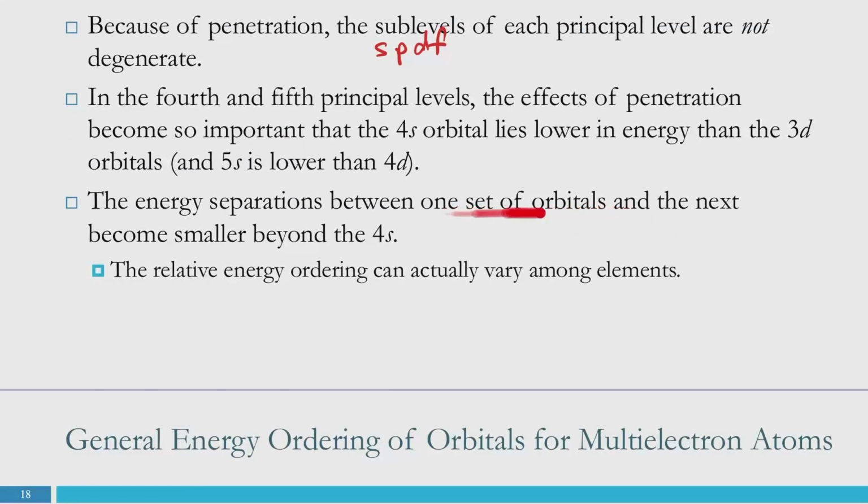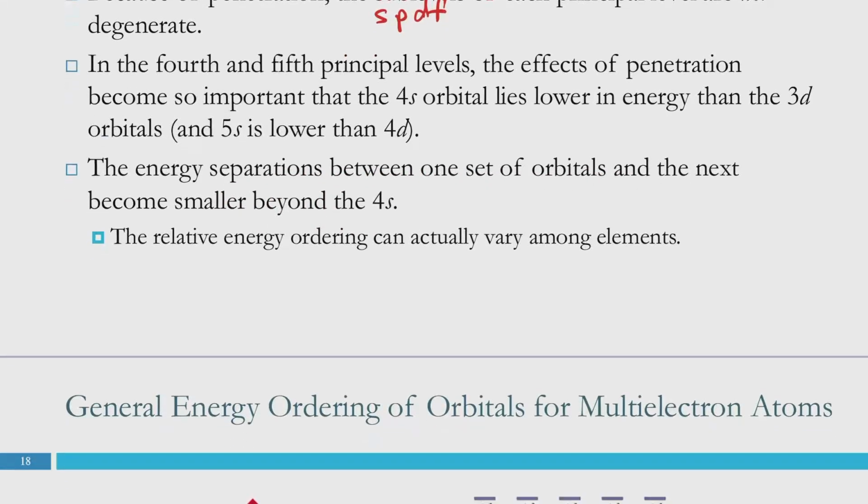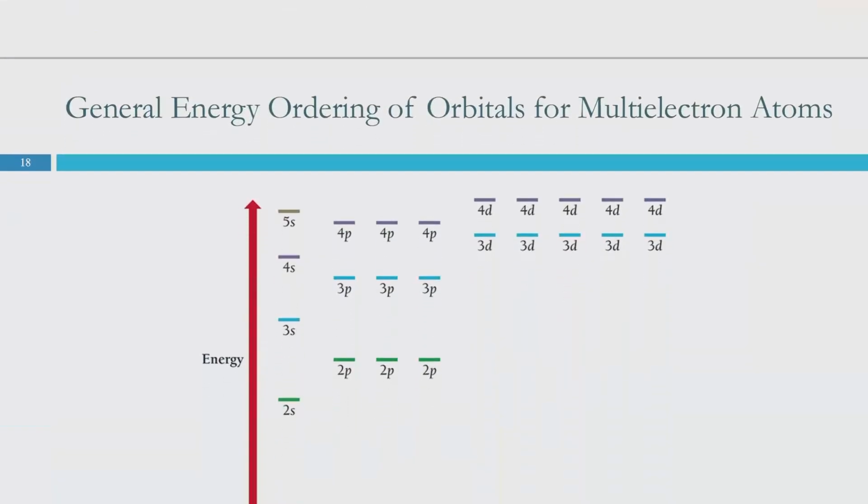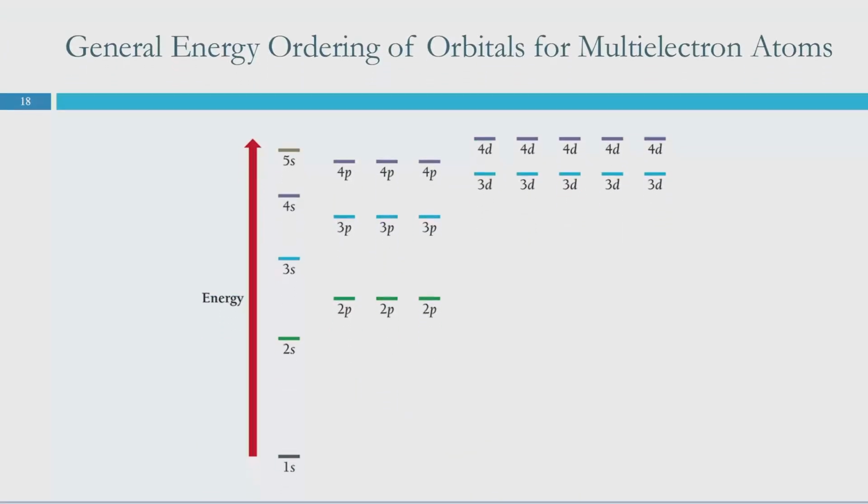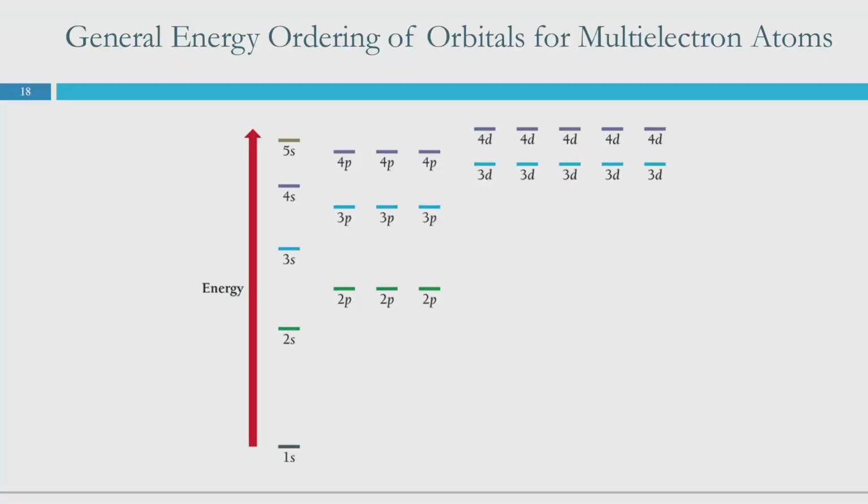Energy separation between orbitals becomes smaller beyond 4s, so the energy levels get closer together. Here is the general energy ordering for the orbitals in multi-electron atoms. We've got them grouped by s, p, and d. So our first column is s, second column is p, third column is d. This is just so we can keep our s, p, and d's straight. And then their energy is shown on the y-axis.